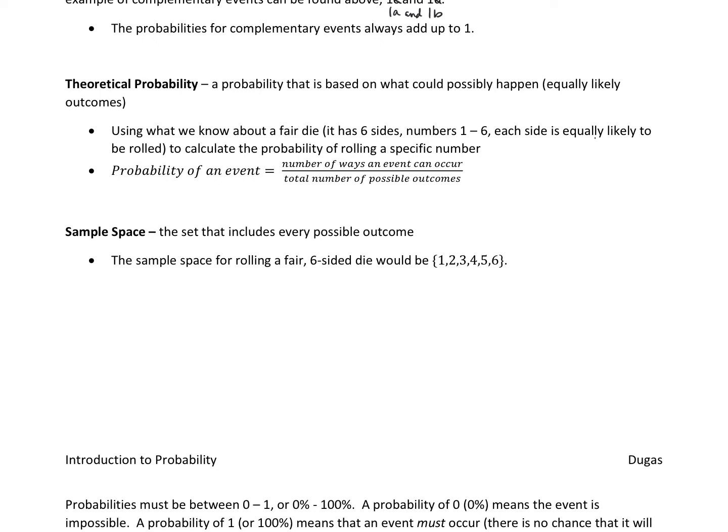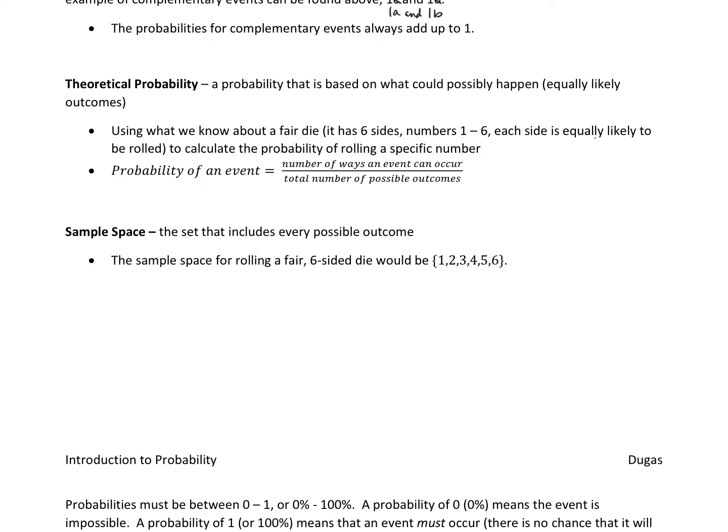So a theoretical probability is, an example would be if you have a fair die with 6 sides, each side is equally likely to be rolled. So if you know that there are 6 sides and each side is equally likely to be rolled, then you can say there's 1 out of 6 chance that each of the numbers gets rolled. Now in reality, if you roll the die, it's probably not going to happen to where you get exactly the same number of every number.